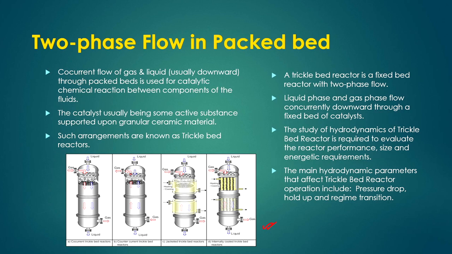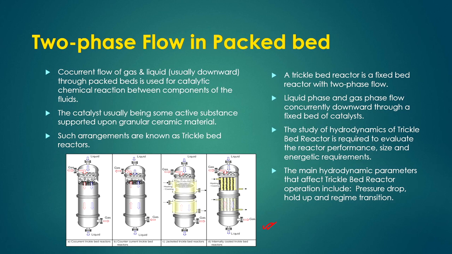You will also see that the trickle bed reactor is a fixed bed reactor with two phase flow. In that case, liquid phase and gas phase flow co-currently downward through a fixed bed of catalyst. The study of hydrodynamics of the trickle bed reactor is required to evaluate the reactor performance, size and energetic requirements. Whenever you are going to design a trickle bed reactor, you have to know what the hydrodynamics inside will be, how the liquid or gas will be distributed inside, whether it will be laminar or turbulent flow, whether co-current or counter-current, or whether there will be uniform mixing inside the bed or not. Also, you have to know the energy requirement, what the frictional resistance will be whenever fluid is flowing through the bed, and how that frictional resistance can be assessed. All this information must be known before designing the trickle bed reactor or packed bed reactor.